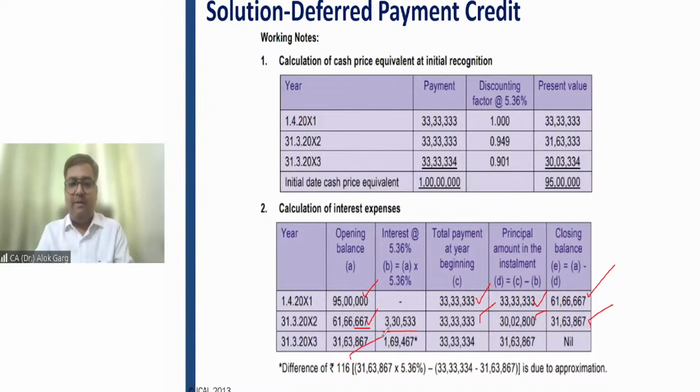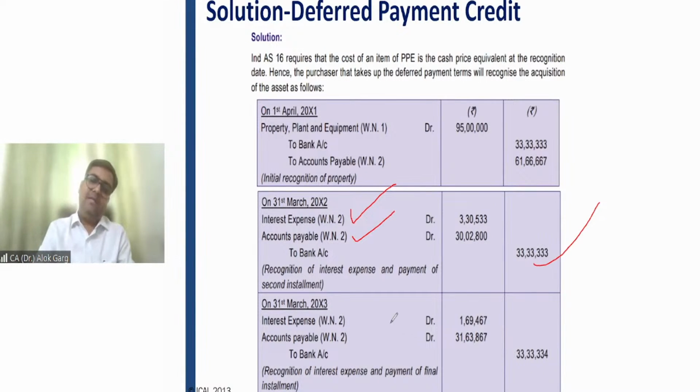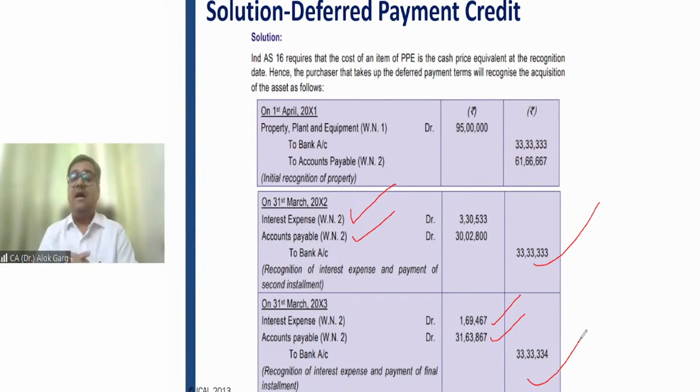This will become the opening balance. You have to charge an interest, right? And this will become 0. So friends, this is how you have to pass an entry. On 31st March 2002, interest expense account debit, accounts payable account debit, to bank account. In a similar fashion, on 31st March 2003, interest expense account debit, accounts payable debit, to bank account 33,33,336.